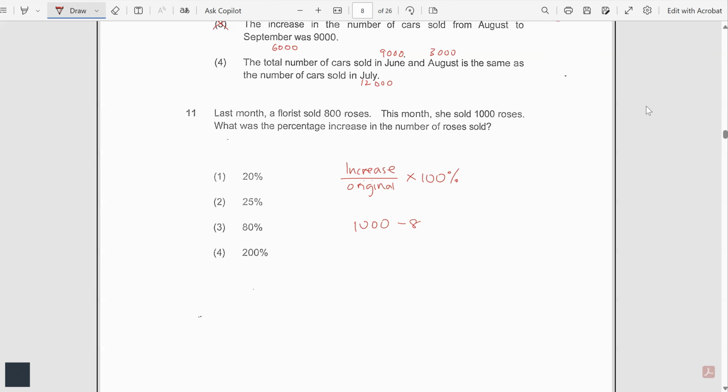So that will give us 200. So the increase is 200. The original, which one should we choose? 800 or 1,000? Now, the original means what it started off with. So we start off with the earlier one, which is last month's 800. Times 100%. Okay, so both divided by 2, which is 1 over 4. So a quarter of 100 is 25%. Okay, so answer option 2.